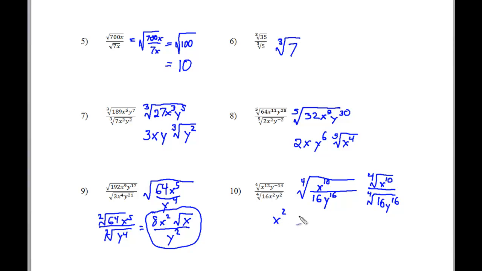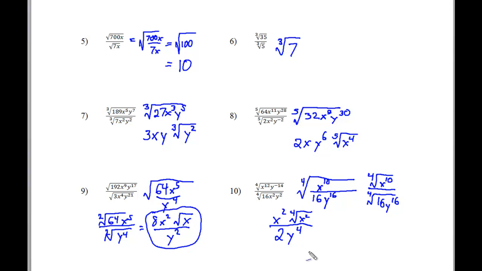is 2, and that leaves me with the 4th root of x squared, because 8 and 2 make 10. So there's where I got my 8, and there's where I have my 2. All over the 4th root of 16, which is 2, and y to the 16th, and you take the 4th root of that. This leaves me with y to the 4th power, because 16 divided by 4 is 4.